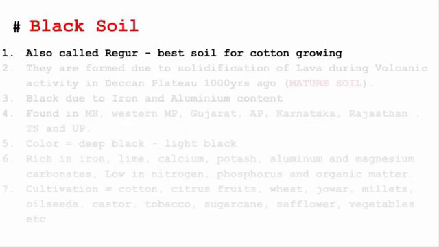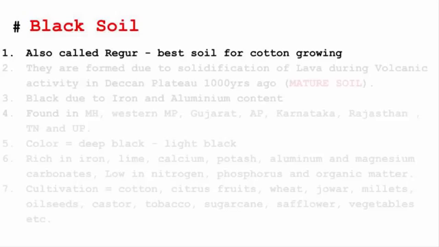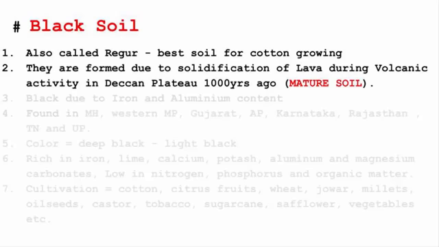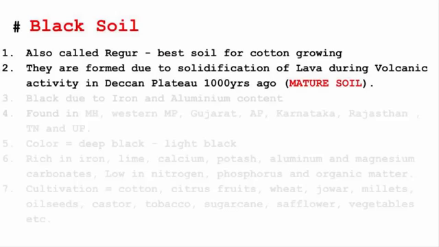Black soil is also called regur and it is the best soil for cotton growing. Think of it this way: black soil which is black in color and cotton which is white. So black and white, just remember this. They are formed due to solidification of lava during volcanic activity in the Deccan Plateau. So it is pretty evident that this kind of soil is available in the Deccan Plateau. And when the hot molten lava cools down, it is naturally going to become black, dark, and hence form black soil. And it is also called mature soil.